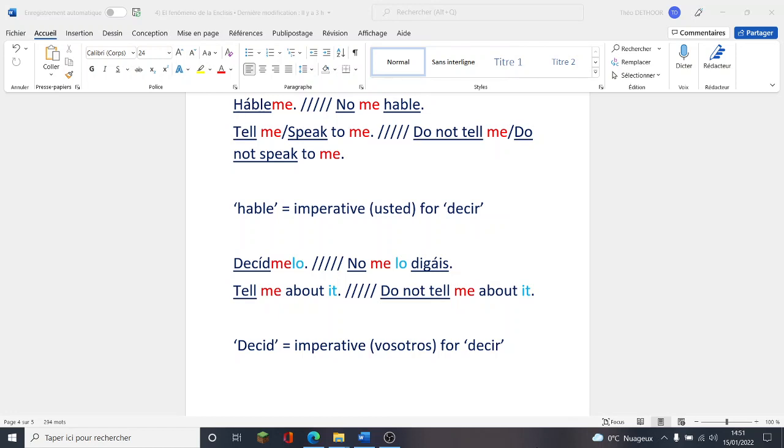And when you switch this sentence to negative imperative, you can see that you get the 4 words back in Spanish. No me lo digáis. You don't need to stick the pronouns at the end anymore. It would be wrong to do it actually. So don't do it in negative imperative. So basically that means do not tell me about it in the second sentence. And I've noticed for you that decid is the imperative for vosotros for the verb decir.